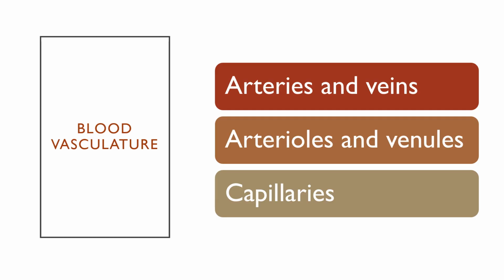So the areas of vasoconstriction that we're first going to see at the site of injury are going to involve our blood vasculature. So arteries, veins, those are usually larger and deeper. Arterioles and venules are a little smaller. And then capillaries are the very smallest vessel that we have.